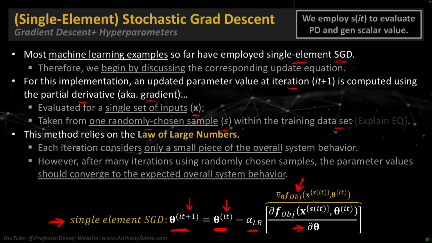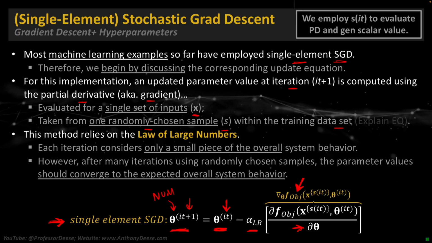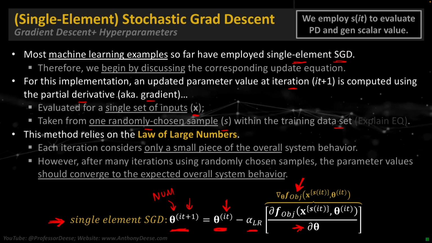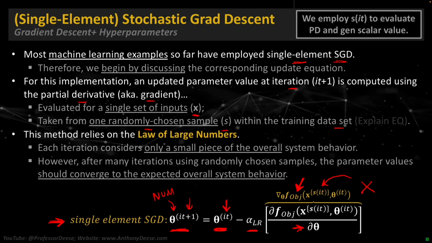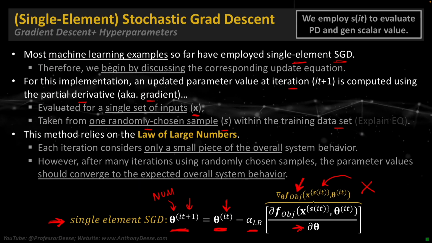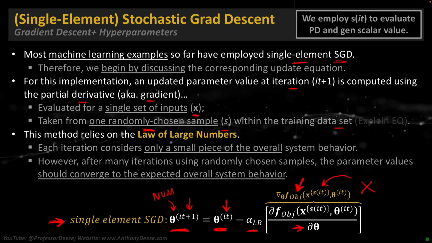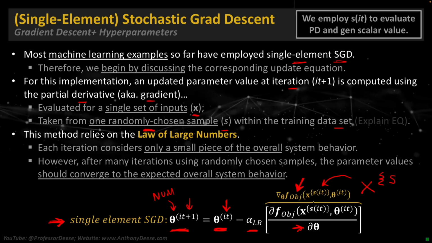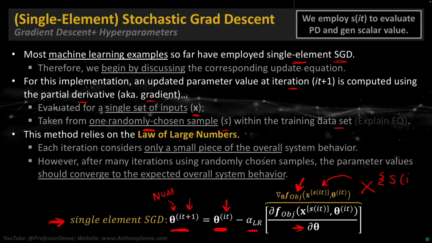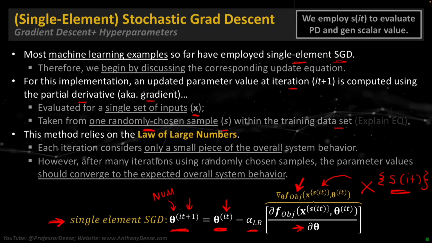Now, this is a numerical expression, right? We want to generate a numerical value for our updated parameter array, and as such, we need to evaluate the partial derivative, and to do that, we supply to it a set of inputs referred to as x. These inputs will be chosen randomly from the training data set, and to indicate which sample we're working with, we use the superscript brackets with s, or s of it, where this is simply saying that the sample is associated with the current iteration.